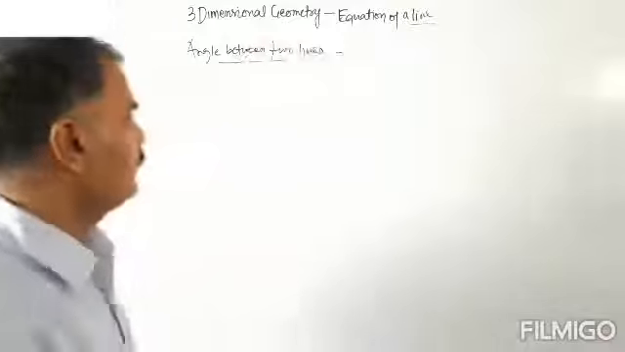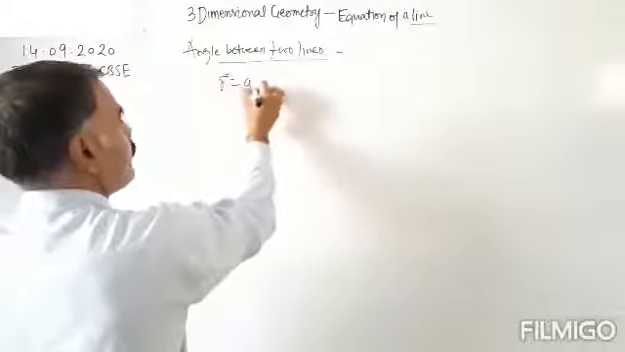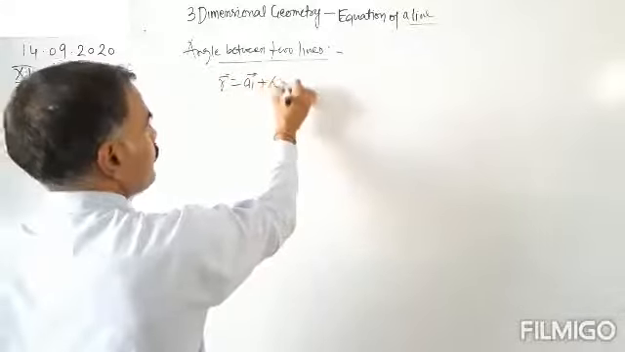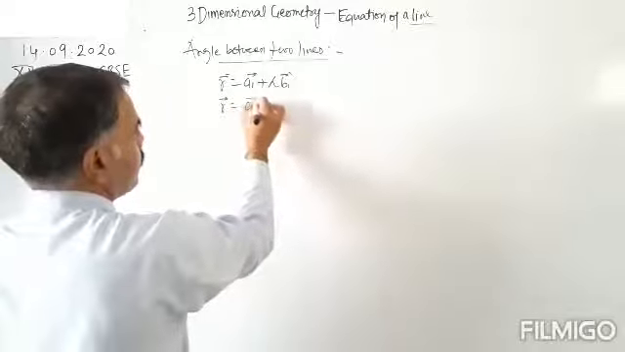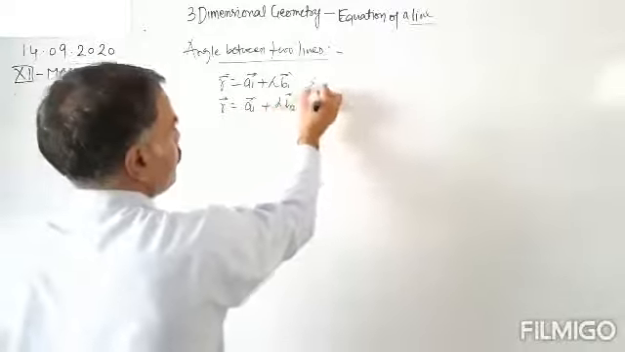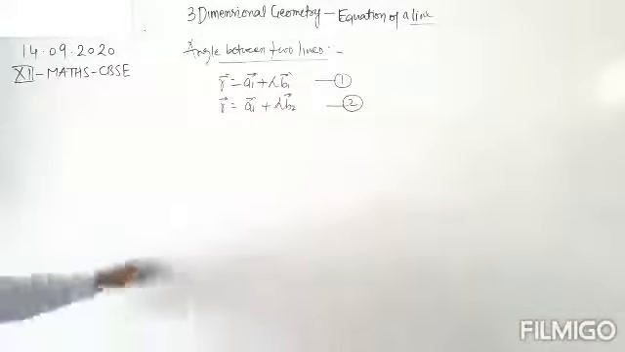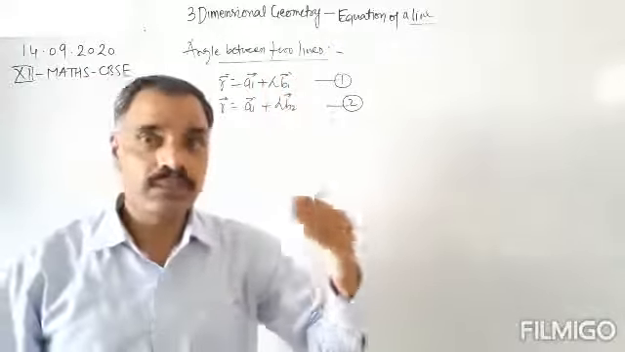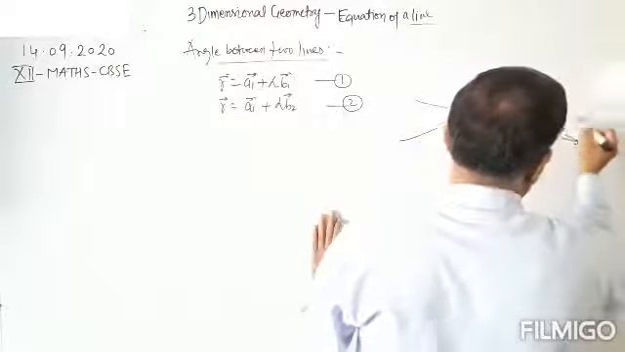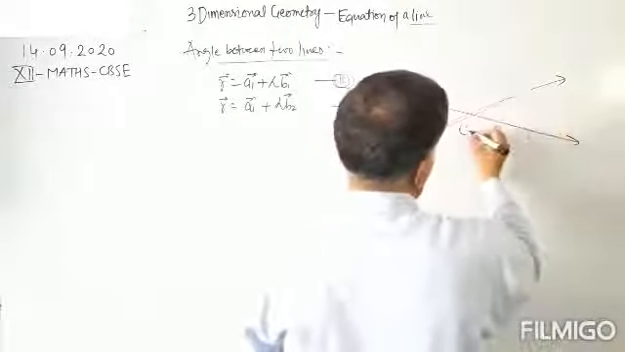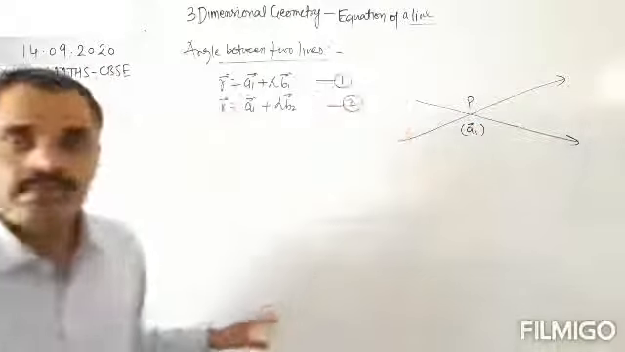Let us have two lines whose equations are r vector equals a1 vector plus lambda v1 vector, and r vector equals a1 vector plus lambda v2 vector. This is equation number first, this is equation number second. Both the equations of the lines pass through the point a1 vector, that is the point P.